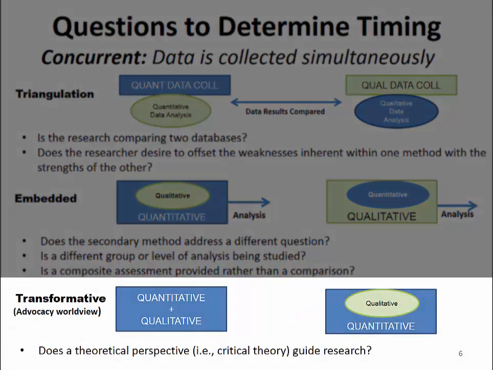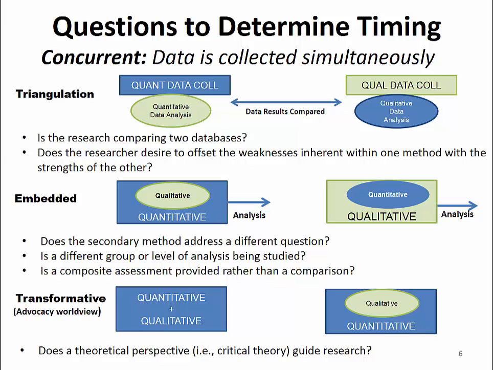Finally, in the transformative approach, quantitative and qualitative methods may have equal or unequal weighting. While the approach shares features with triangulation and embedded approaches, it uses a theoretical perspective based on specific ideologies and positions mixed methods within a transformative framework, typically for advocacy or change.